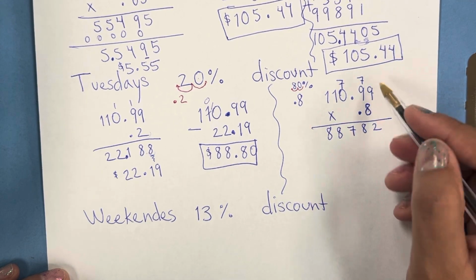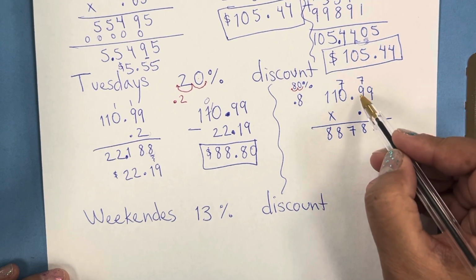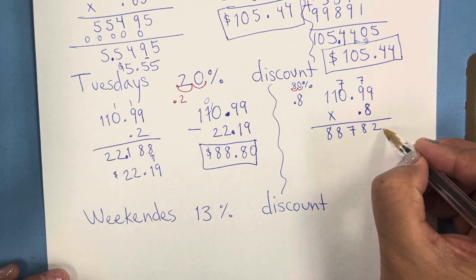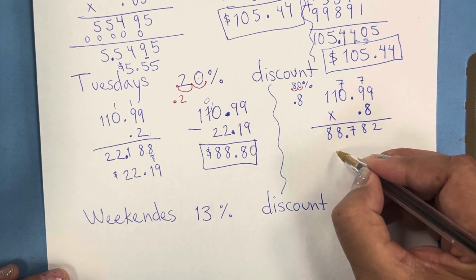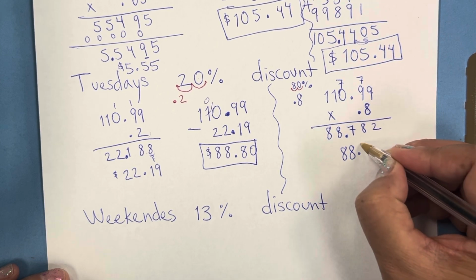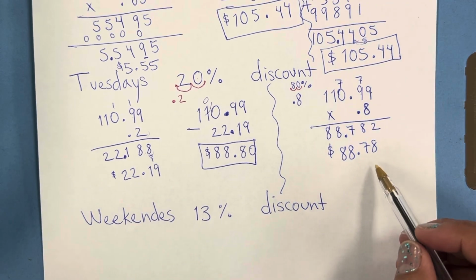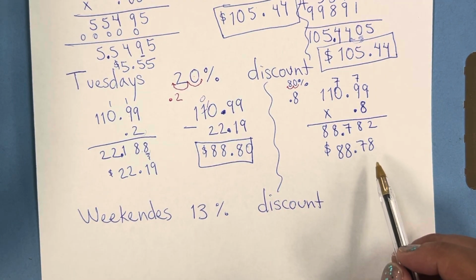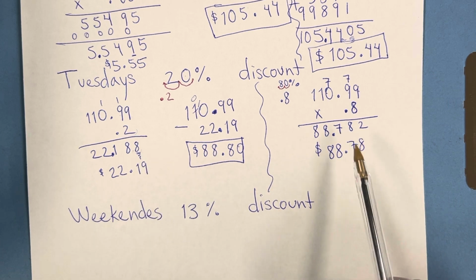We move the decimal place back. We move the decimal 1, 2, 3 spaces to the left. So 1, 2, 3 right here. So that's, if we round, $88.78. Notice how it varies a little bit. So, and usually when we're rounding, that's where we lose those little cents.